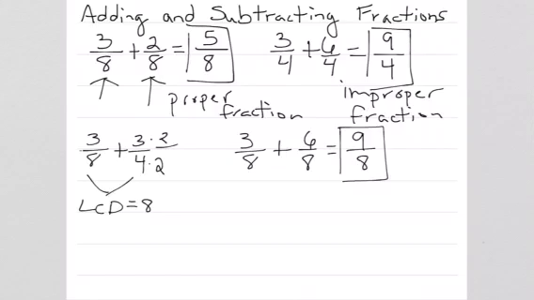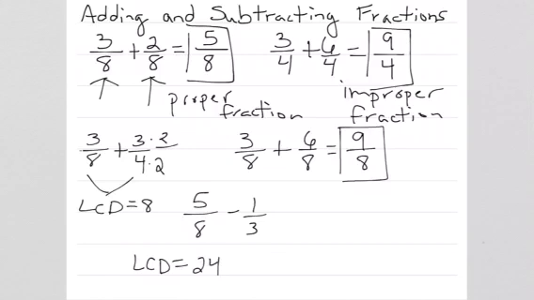Alright, same thing with subtraction. So let's try one subtraction problem. We have 5/8 minus 1/3. Again, we got to get the LCD. The LCD in this case is what's my smallest number that 8 and 3 will both go into, and that is actually 24. And so now we're going to have to change both.